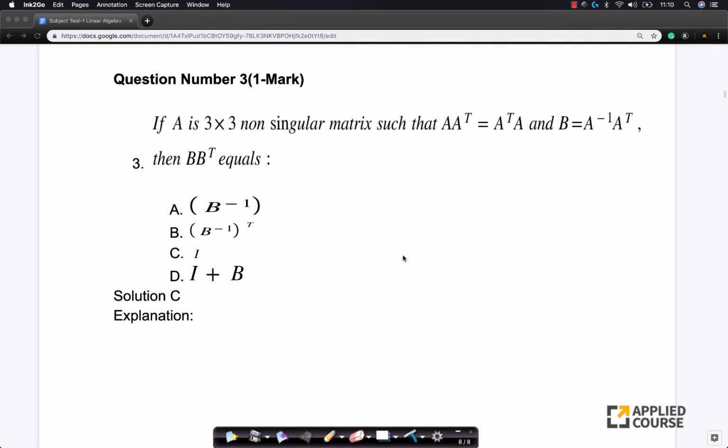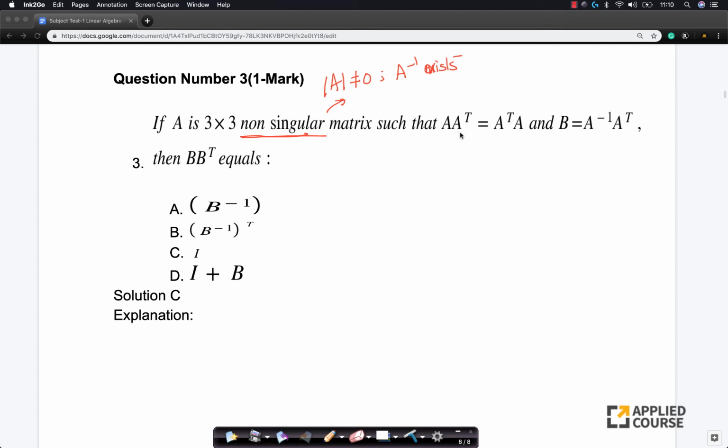Okay, so let's go through the third question now. What does it ask? Again, this is a very simple problem, relatively speaking. A is a 3 cross 3 non-singular matrix. What is a non-singular matrix? It means det of A is not equal to 0, or in other words, A inverse exists. That's what a non-singular matrix means.